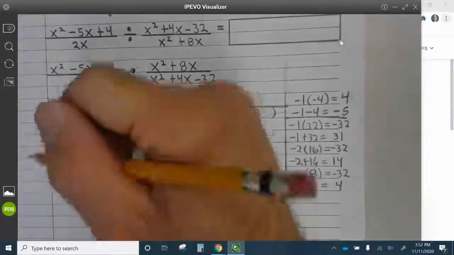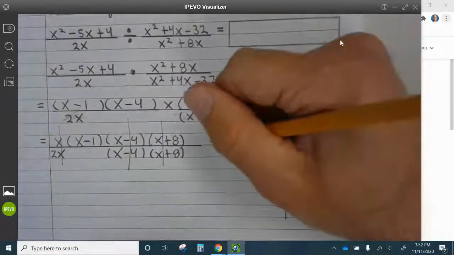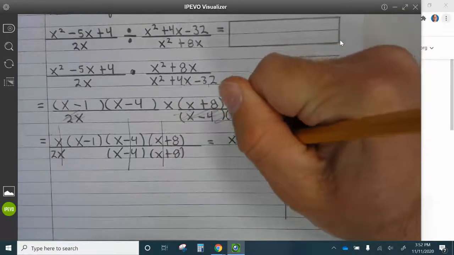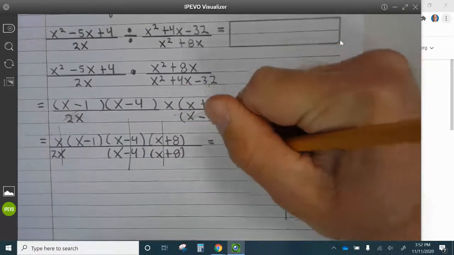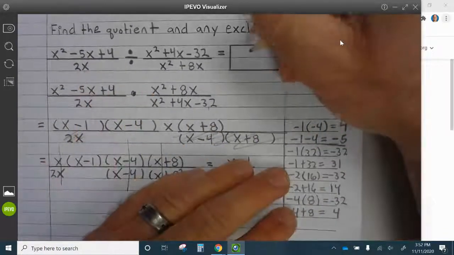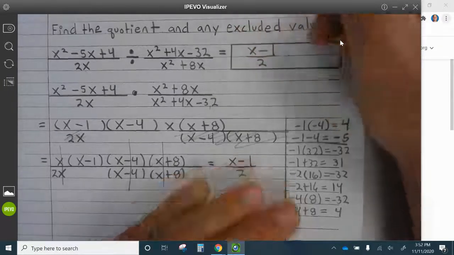So this divides and becomes 1. This divides and becomes 1. That divides and becomes 1. So then you're left with x minus 1 divided by 2. So this divided by this is x minus 1 divided by 2.